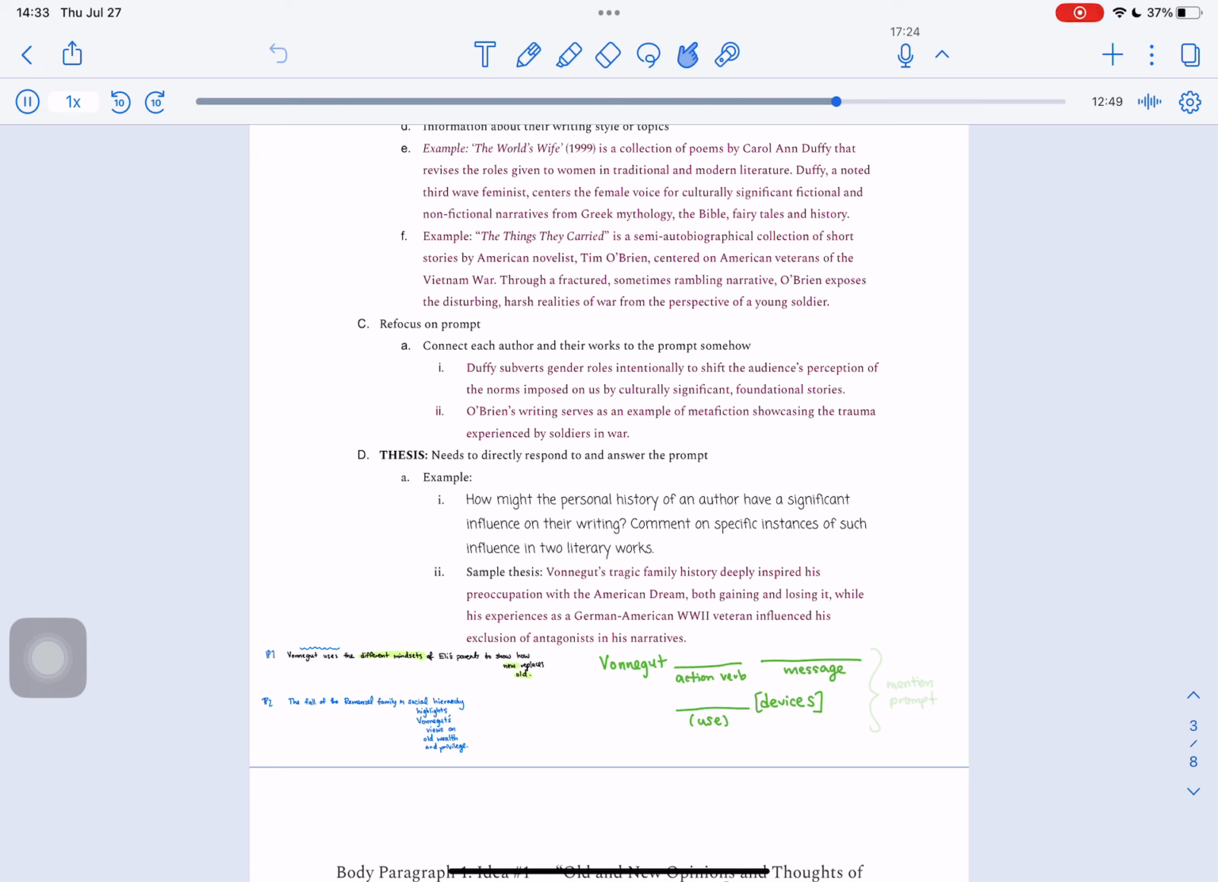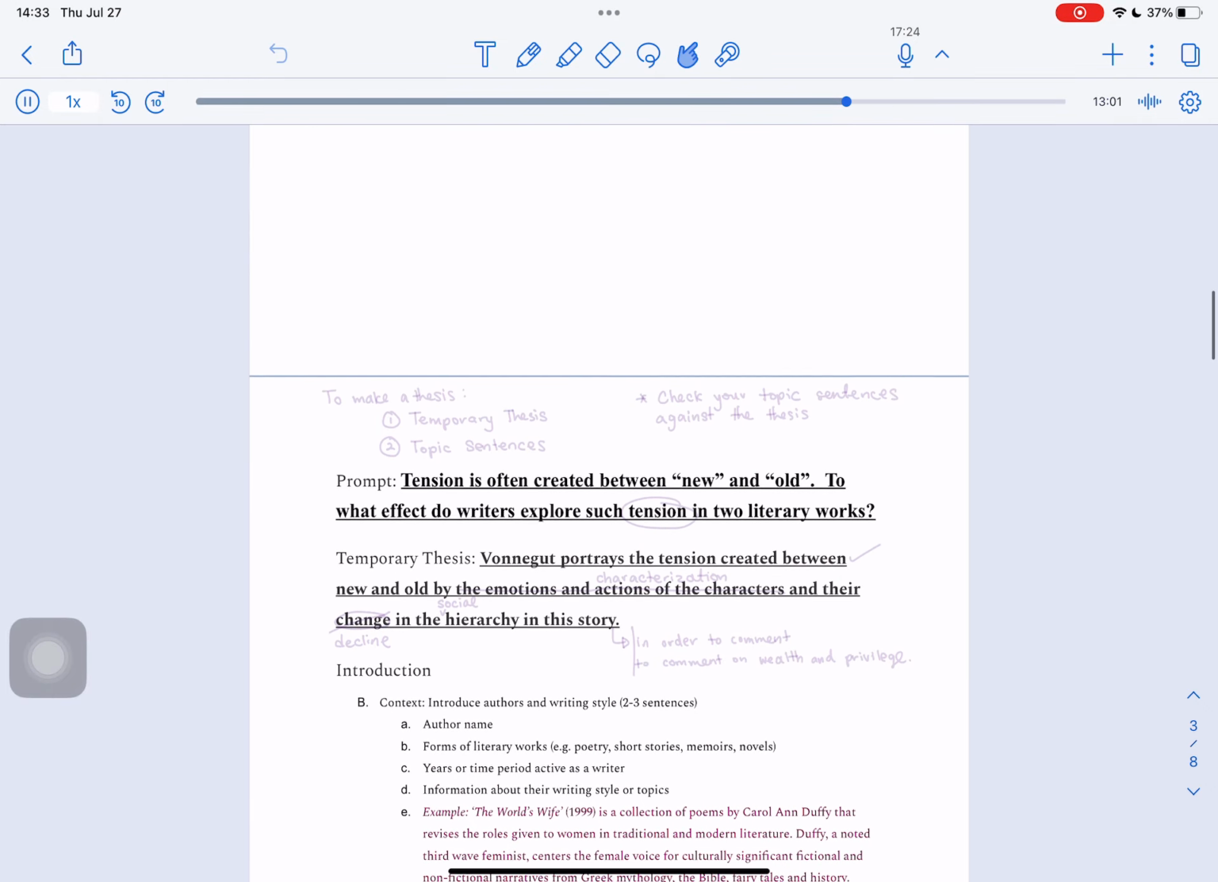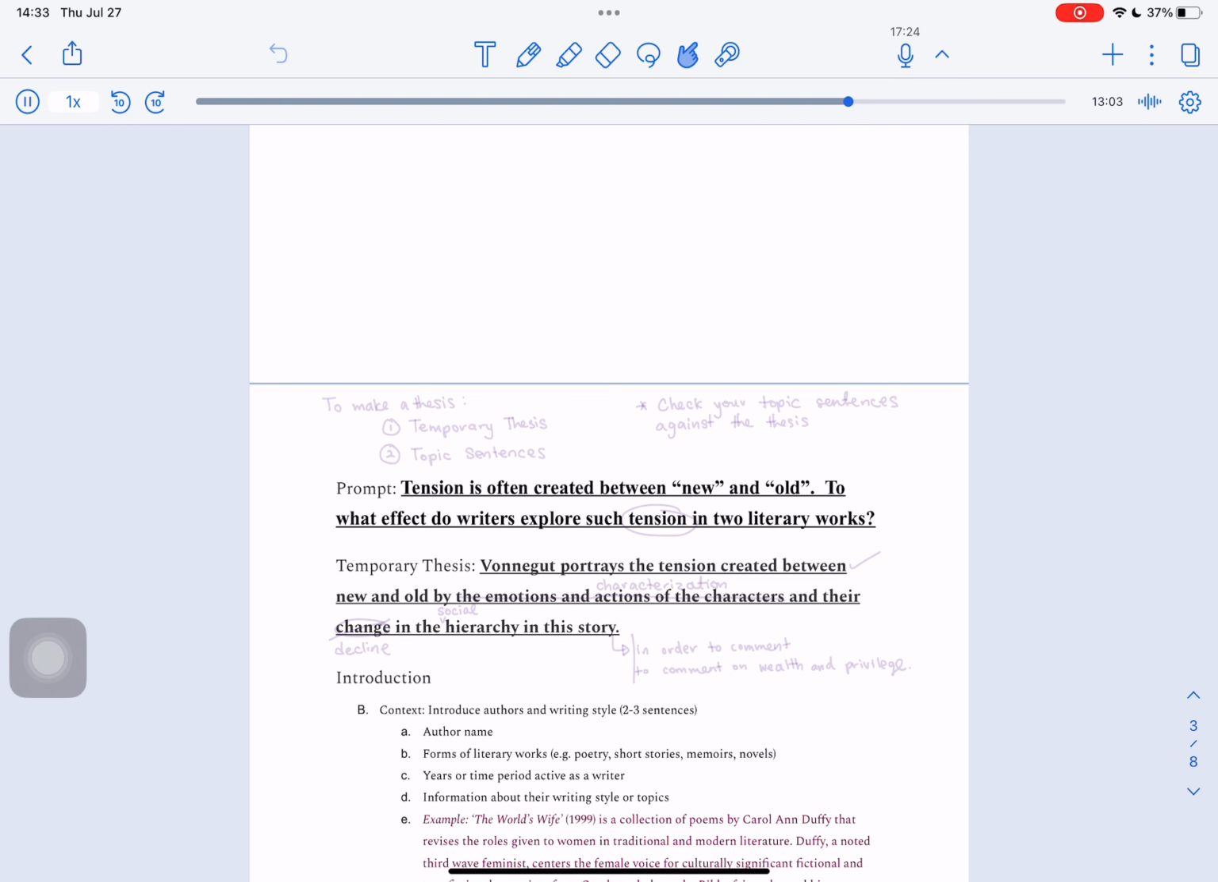Okay, so then you're going to want to put old and new because that's your prompt. Yes? These have to mention the prompt somewhere in them. Oof, there's an art to this. Here we go. So our topic is tension is often created between new and old. To what effect do writers explore such tension in 2 works? So tension has got to be in it, right? So then... Explore. Sure, but we're talking about bare minimum. There is no one way to do this, so I'm going to rush through this because we only have 20 minutes left of this class.